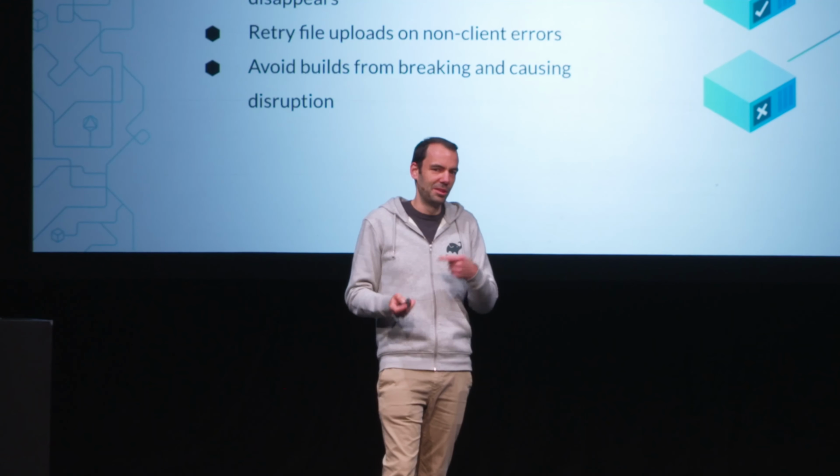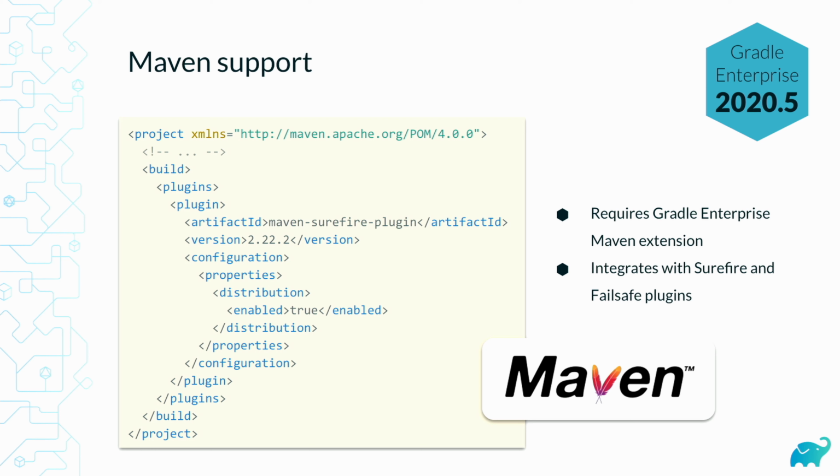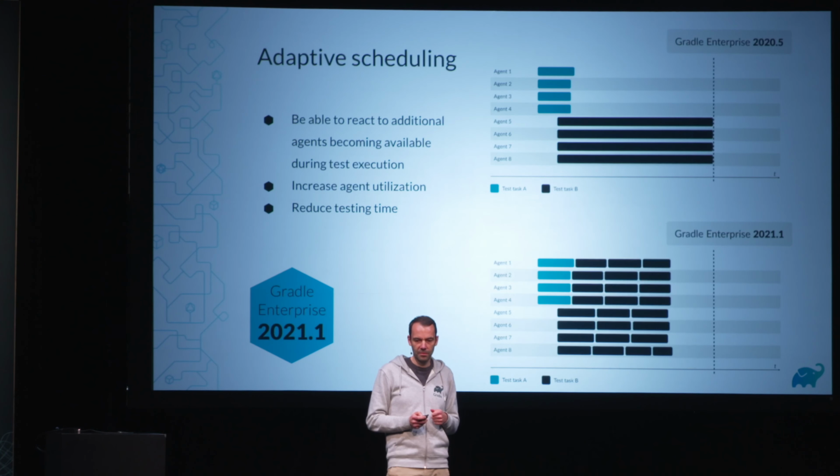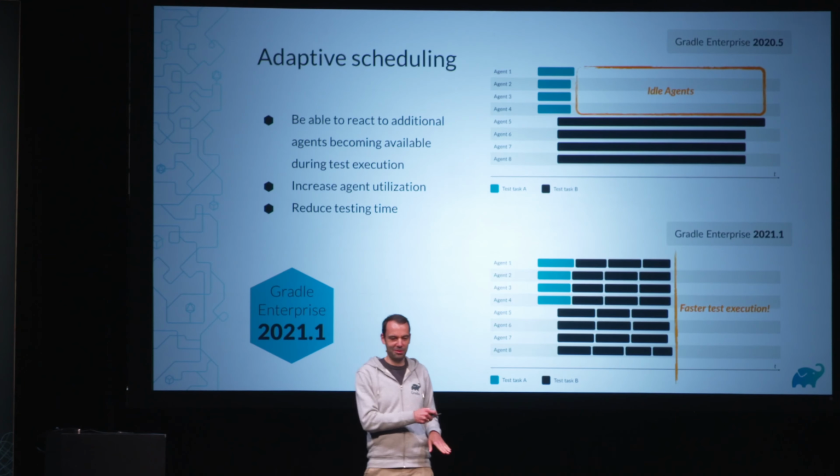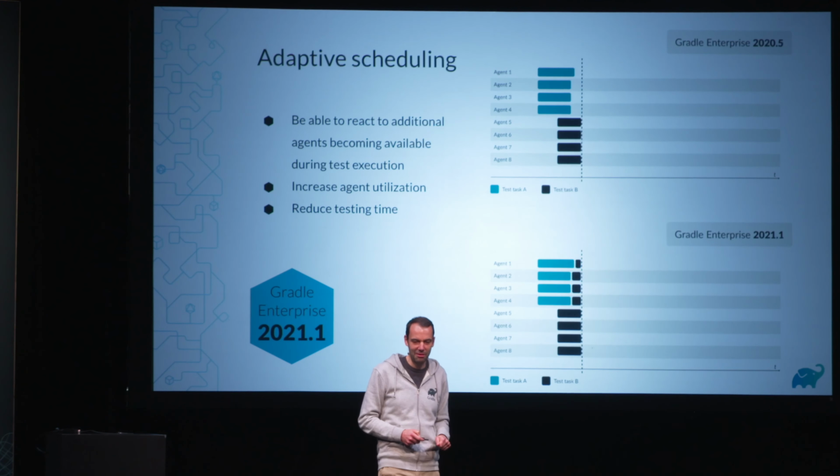All right, the next release brought Maven support, so that was added in 2020.5. So far, we only had Gradle support, and this required the Gradle Enterprise Maven extension. As an additional feature, test distribution was now supported, and this integrates with the Surefire and the failsafe plugin in the same way that it integrates with Gradle's default test task. And there's also a configuration option that looks similar. It's an XML rather than a build script, but it's on the configuration of the Surefire or failsafe plugin. All right, that was a quick side thing that we did to add Maven support.